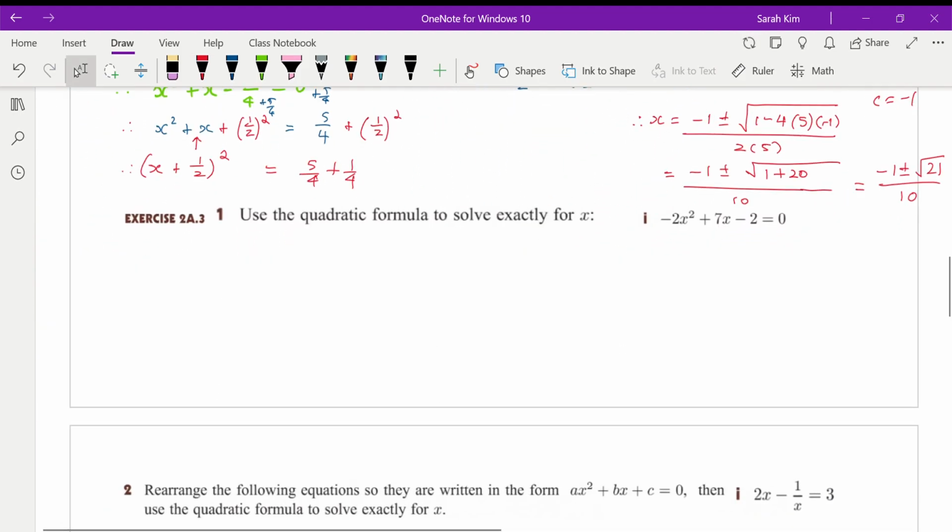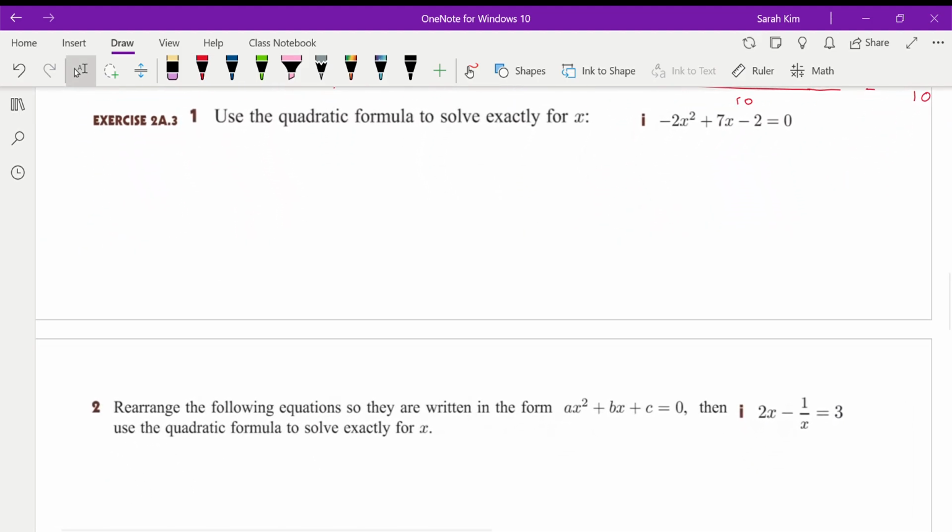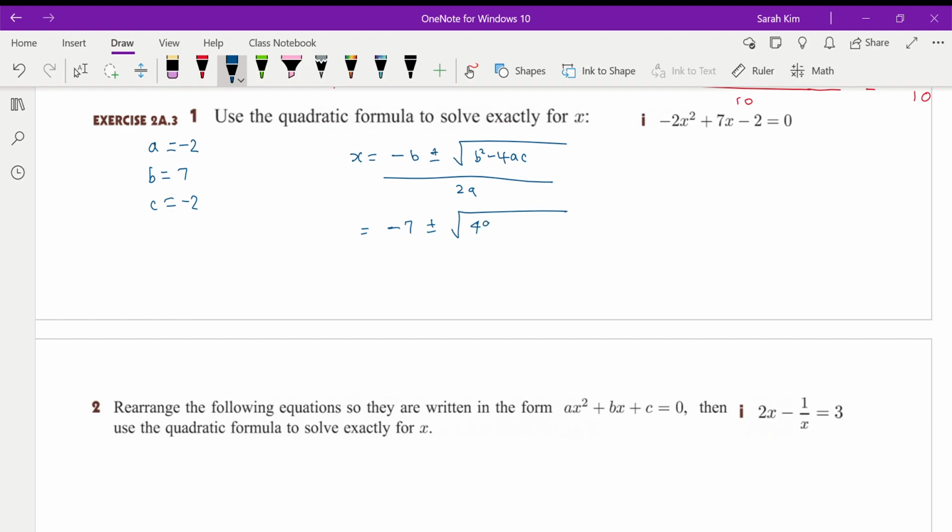Okay, use the quadratic formula to solve exactly for x. So again, I need to identify my a, b, and c. A is minus 2, b is 7, c is minus 2, and the quadratic formula looks like minus b plus or minus square root b squared take 4ac divided by 2a. So if I fill that in, minus 7 plus or minus square root 49 take 4 times minus 2 times minus 2, divided by 2 times minus 2. You can check that in your calculator, but if you want to practice it, do it manually.